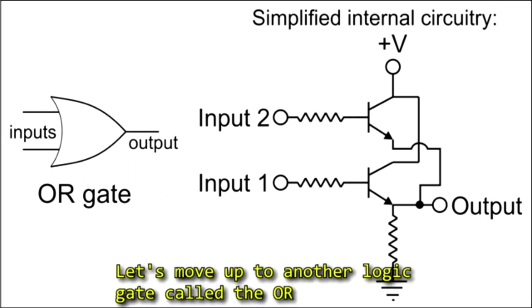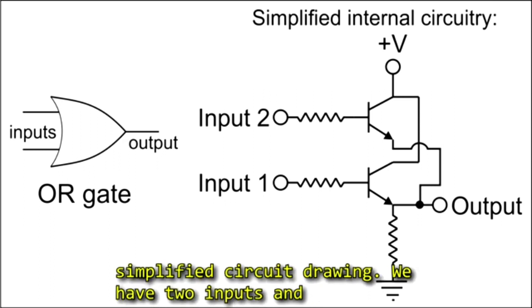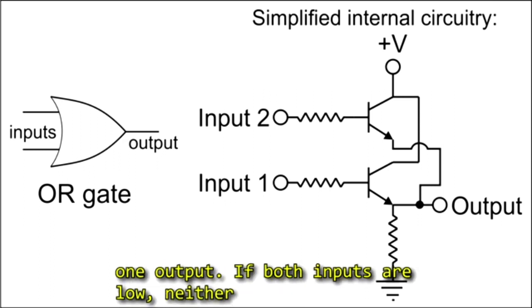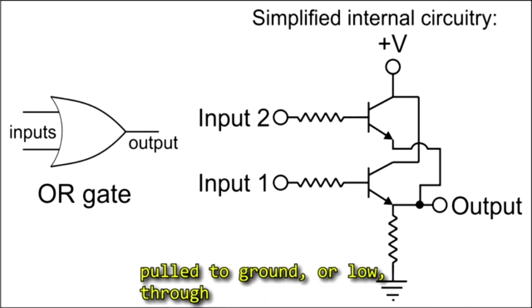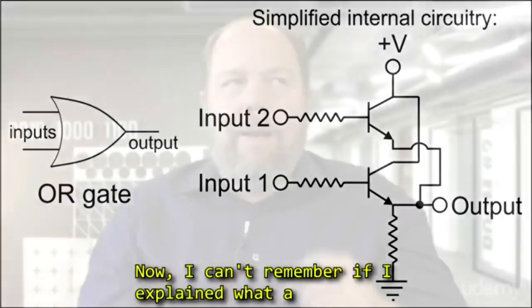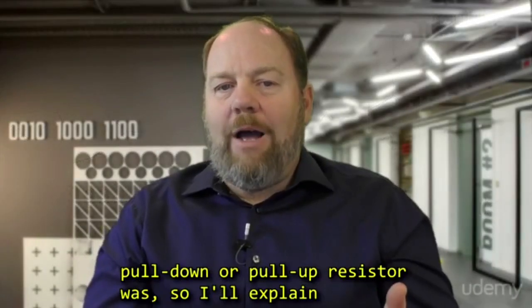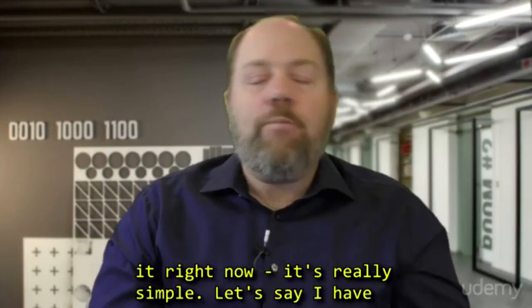Let's move up to another gate called the OR gate. Here's the schematic symbol for it and a simplified drawing. We have two inputs and one output. If both inputs are low, neither transistor is turned on, so the output also stays pulled to ground or low through the pull-down resistor. Now, I can't remember if I explained what a pull-down or pull-up resistor was, so I'll explain it right now. It's really simple.